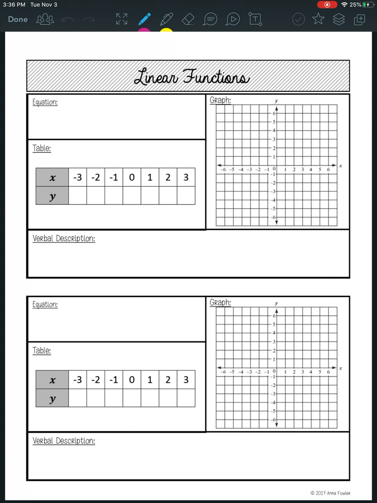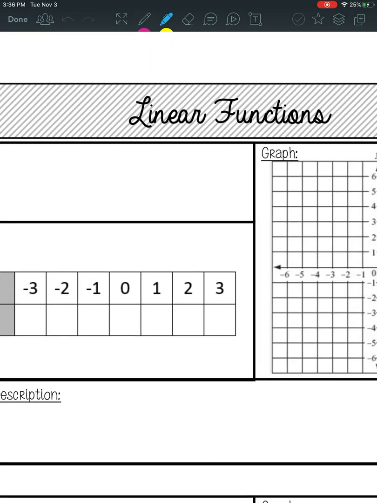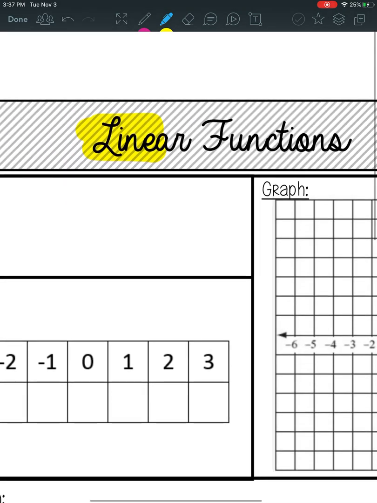Everything we do today is going to be a function. We don't have to identify whether they are or aren't; I'm already telling you they are functions. But now that they're in the function category, we need to identify: are they a linear or nonlinear function? Linear, obviously, it's in the word.